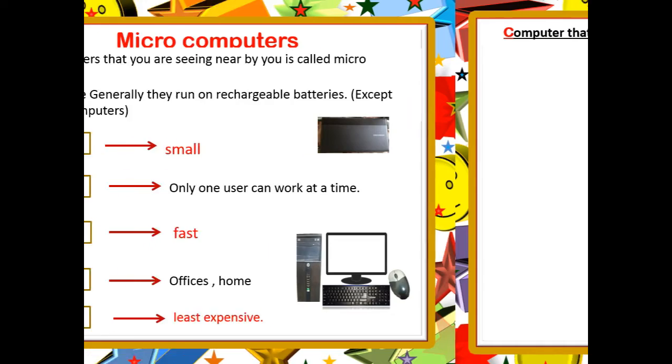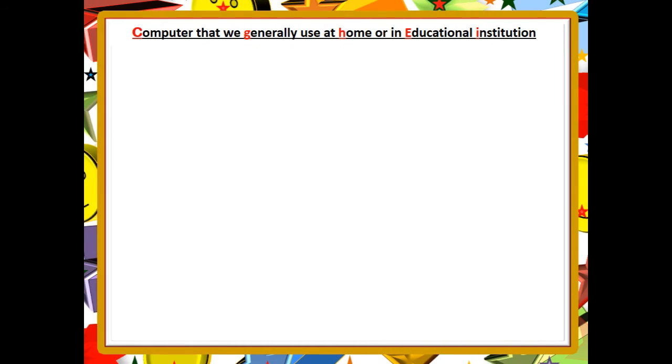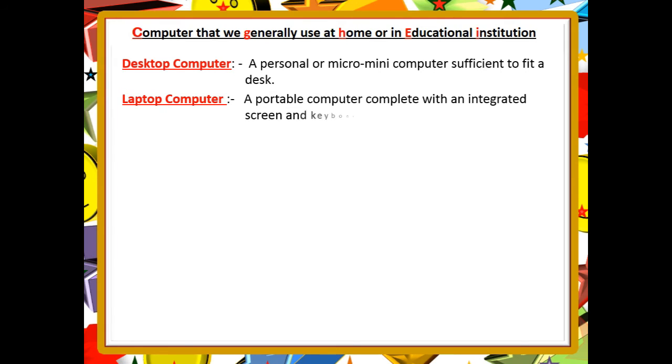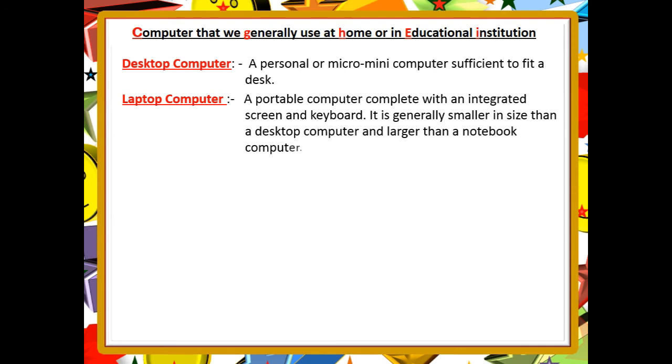The computer that we generally use at home or in an educational institution is the desktop computer. You know that it is a personal or micro computer sufficient to fit on a desk. Next is laptop computers. It is a portable computer complete with an integrated screen and keyboard. It is generally smaller in size than a desktop computer and larger than a notebook computer.